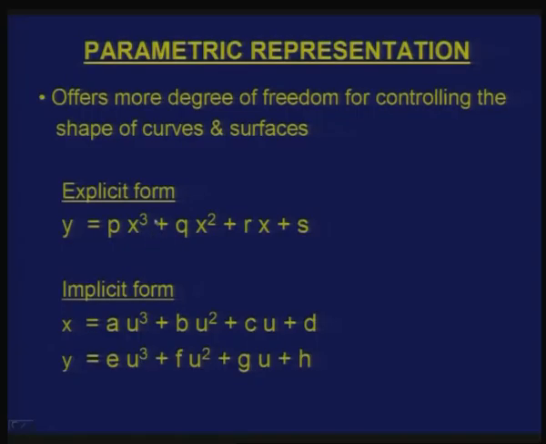Now, if I look at the explicit and parametric forms, both these things basically represent a polynomial which is cubic in nature. Okay. A cubic equation in explicit form, and again a cubic equation in parametric form, where x and y are varied. Now, what is the basic advantage in these two representations is, like here you have four variables, by giving different values to p, q, r and s, I get different cubic curves. Same thing is true, by giving different values to a, b, c, d, e, f, g and h, I get different parametric cubic curves.